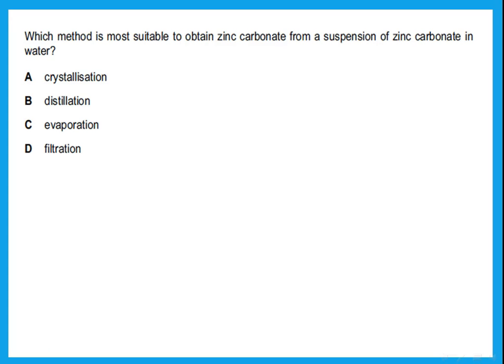Okay. Which method is most suitable to obtain zinc carbonate from a suspension of zinc carbonate? Now, if you don't know that zinc carbonate does not dissolve, you should know that the word suspension means something that is floating in the water, something that does not dissolve in the water. So when I have something that is insoluble and put it in water, it forms a suspension. So a suspension is actually maybe the opposite of aqueous. Aqueous means it dissolved in the water. Suspension means it did not dissolve. So basically I have water with something floating in it. How can I separate them? By filtration. Okay.